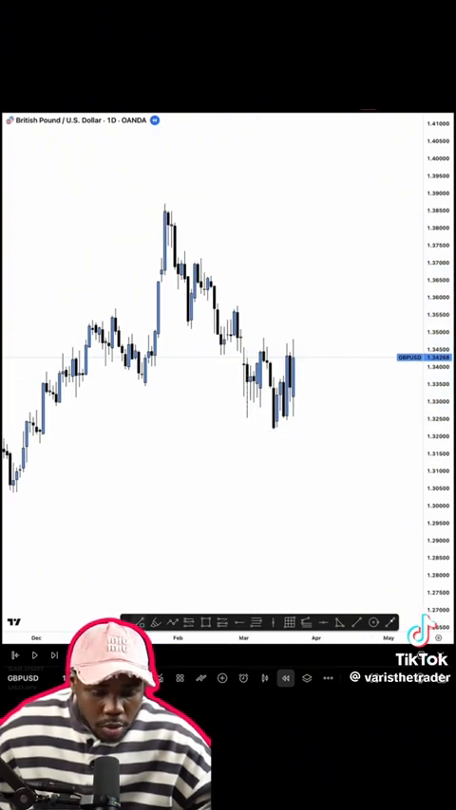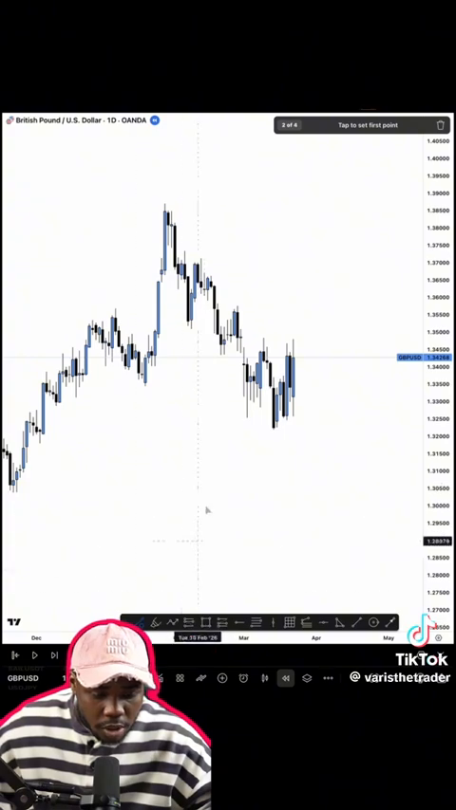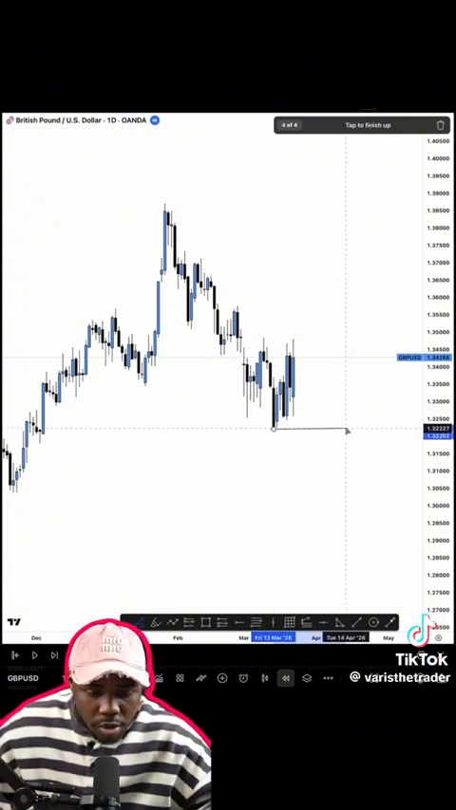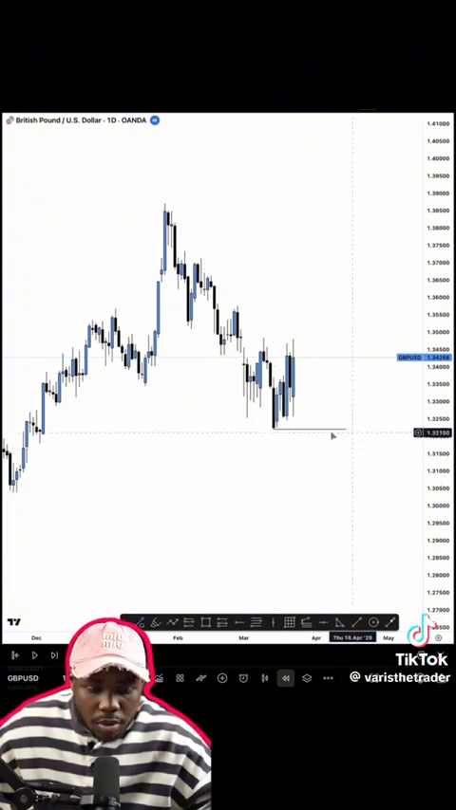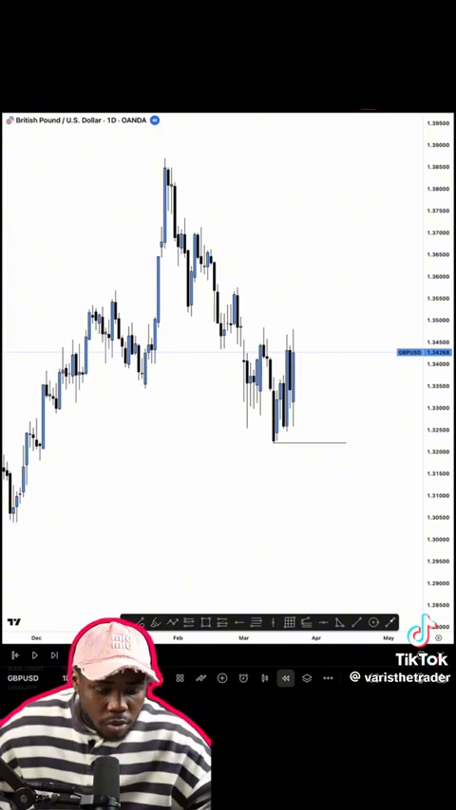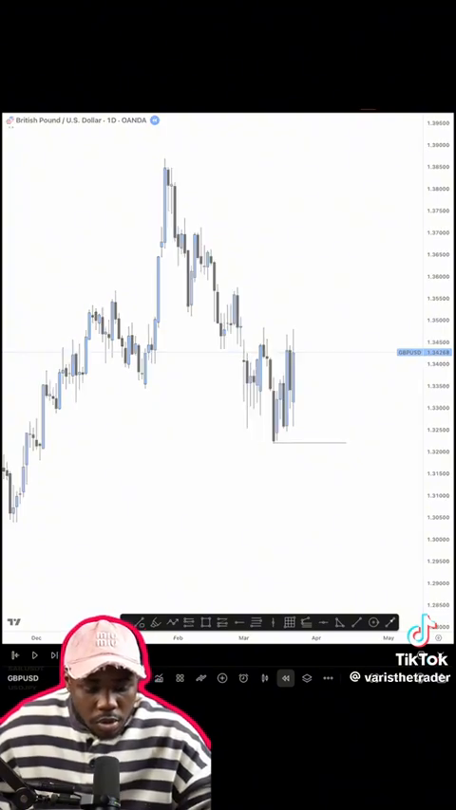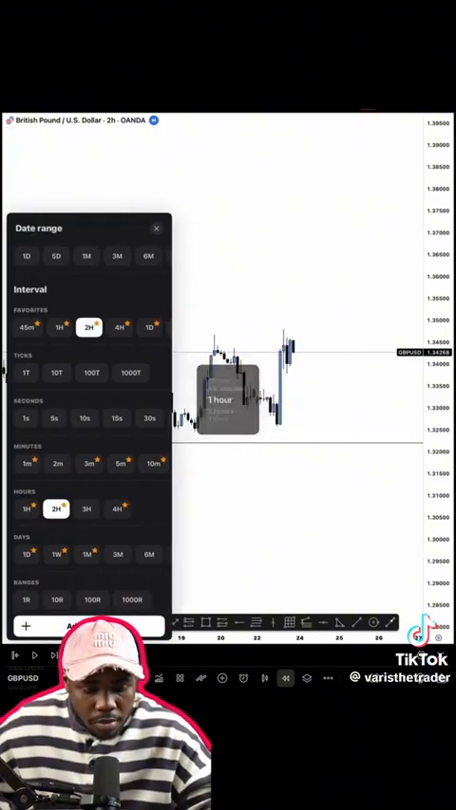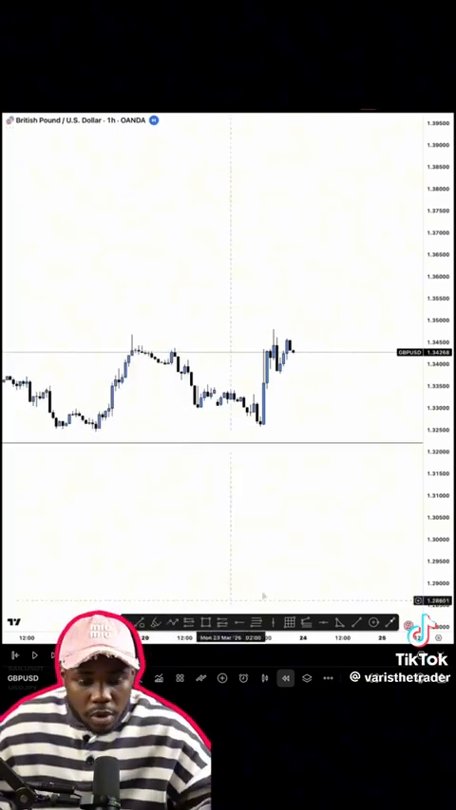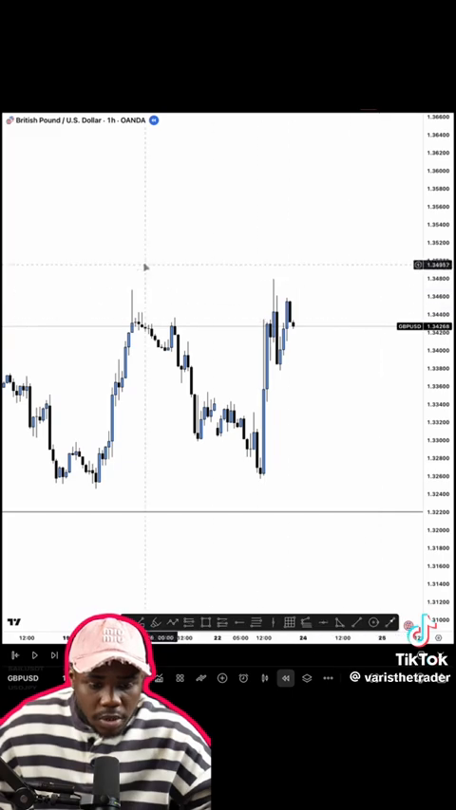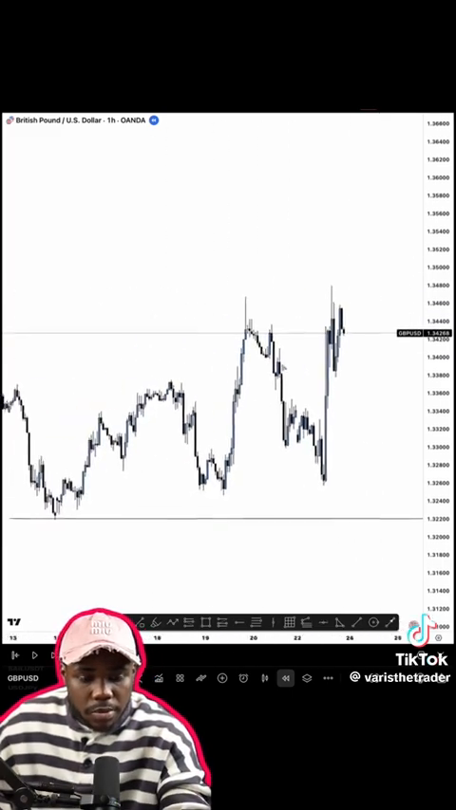So by knowing the market structure, we already know that our draw on liquidity is somewhere here, because we're expecting markets to take out that low if the downtrend is going to continue. So now that we know that, what we're going to do now is drop down to the 1 hour time frame and see what the market is telling us in the 1 hour time frame.